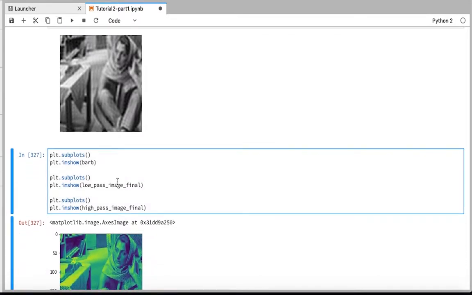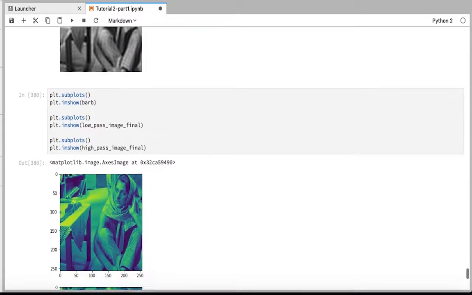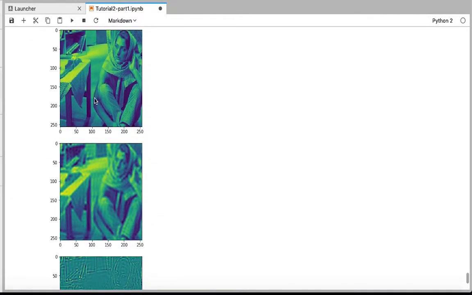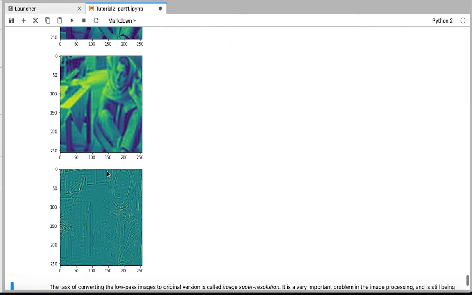So this is low pass. This is the high pass. This is the low pass filter, so you're passing only the low frequencies, right? So you see three of the images: the image, the low pass filter result, and the high pass filter result.